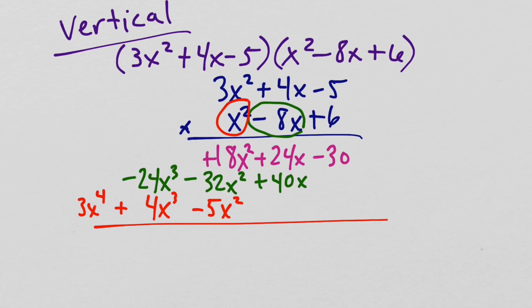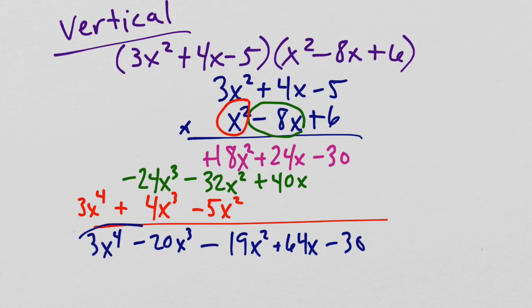And now to solve and get our final result, we just add down each column. So negative 30 comes down, 64x comes down. This will combine 18 and negative 32. That's going to combine to make negative 14x to the second. That 64 was positive. Negative 24 and a positive 4 combines to make negative 20x to the third, and 3x to the fourth.